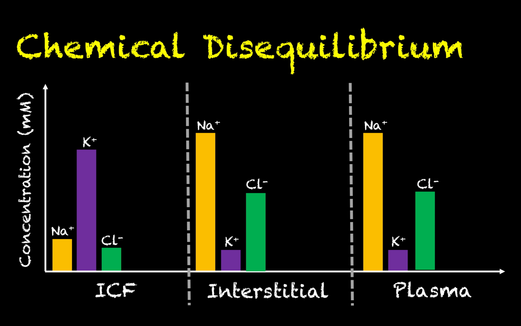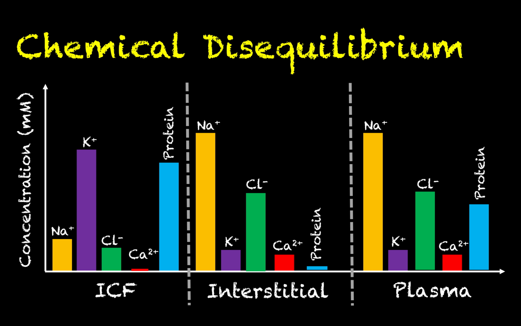We see sort of the same thing with chloride. There tends to be more chloride in the extracellular fluid than the intracellular fluid. Calcium's an interesting story because there is practically no calcium in the intracellular fluid, but a decent amount of it in the extracellular fluid. And then finally, if you look at proteins, there's a lot of protein inside of cells, very little in the interstitial fluid, and then a decent amount in the blood plasma.